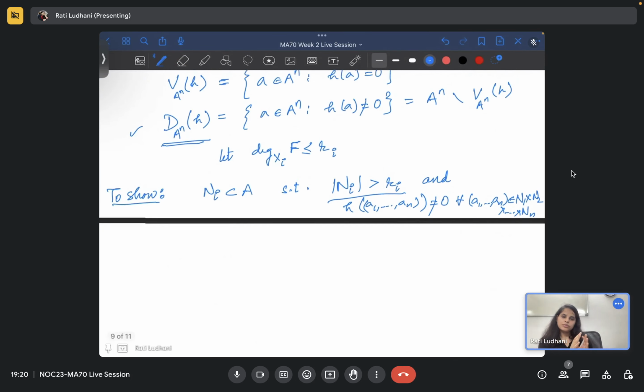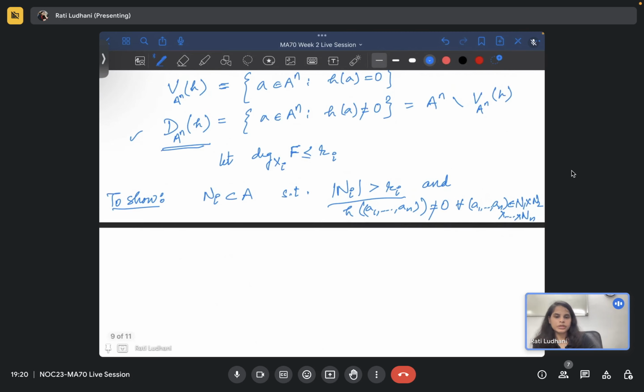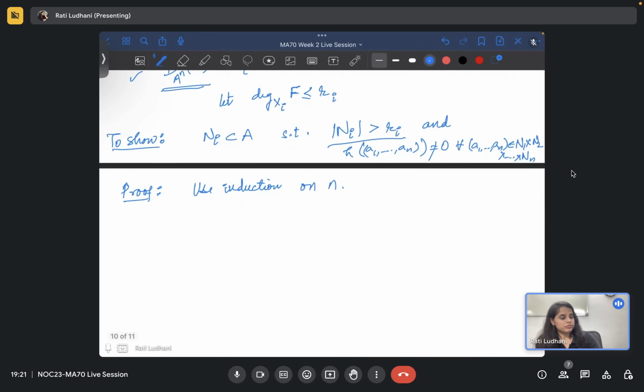Okay, so we again use induction. For n equal to 1, we have already proved it. So proof: use induction on n, again on this variable n. For n equal to 1, we already know by the theorem that f is 0 at this much, so from the degree we know that already.